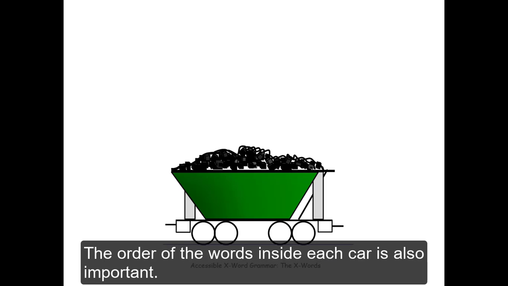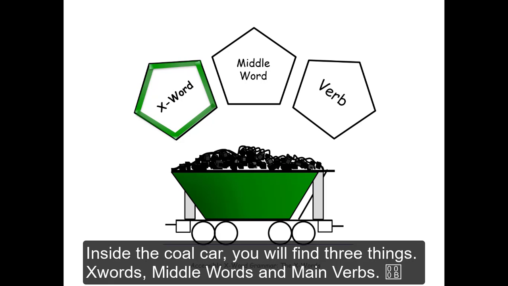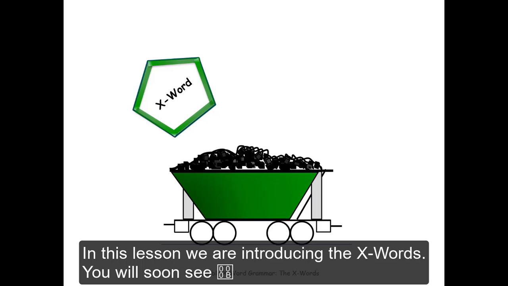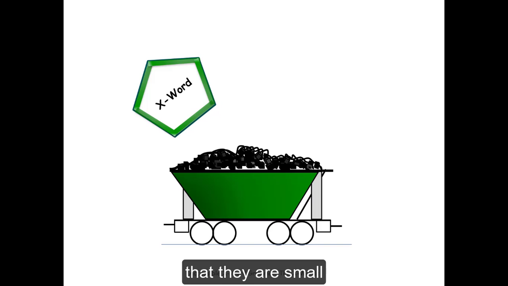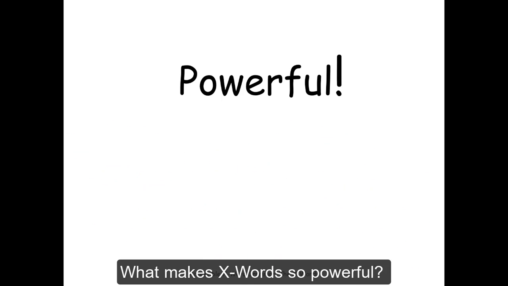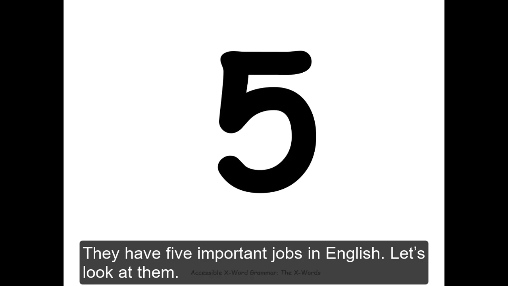The order of the words inside each car is also important. Inside the coal car, you will find 3 things: XWords, middle words, and main verbs. They work together to make up all of the verbs in English. In this lesson, we are introducing the XWords. You will soon see that they are small but powerful. What makes XWords so powerful? They have 5 important jobs in English. Let's look at them.